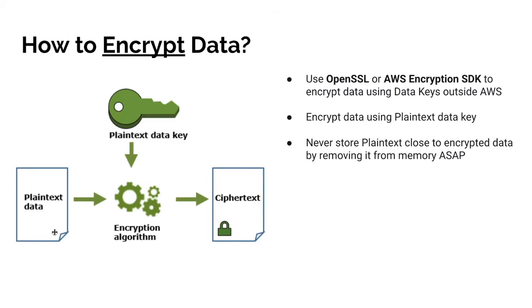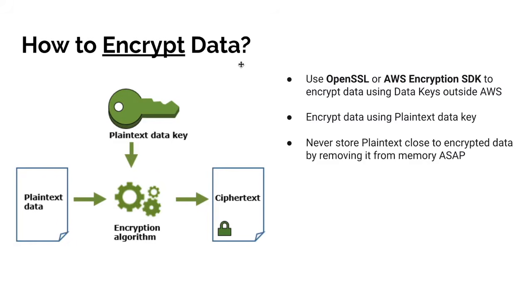Now this diagram shows how I used my plain text data key to encrypt a large amount of data. Let's assume this plain text data is the large amount of data that I have to encrypt. Once I encrypt it with my plain text data key, it outputs the ciphertext, which is the encrypted data. And no one can understand the content of this ciphertext. It is totally scrambled. So after encrypting this, I will remove the plain text key and I will store the encrypted version of the data key together with this ciphertext. By the way, you can use OpenSSL or the AWS Encryption SDK to do this encryption process outside AWS. I'll show that in the demos in the next video.